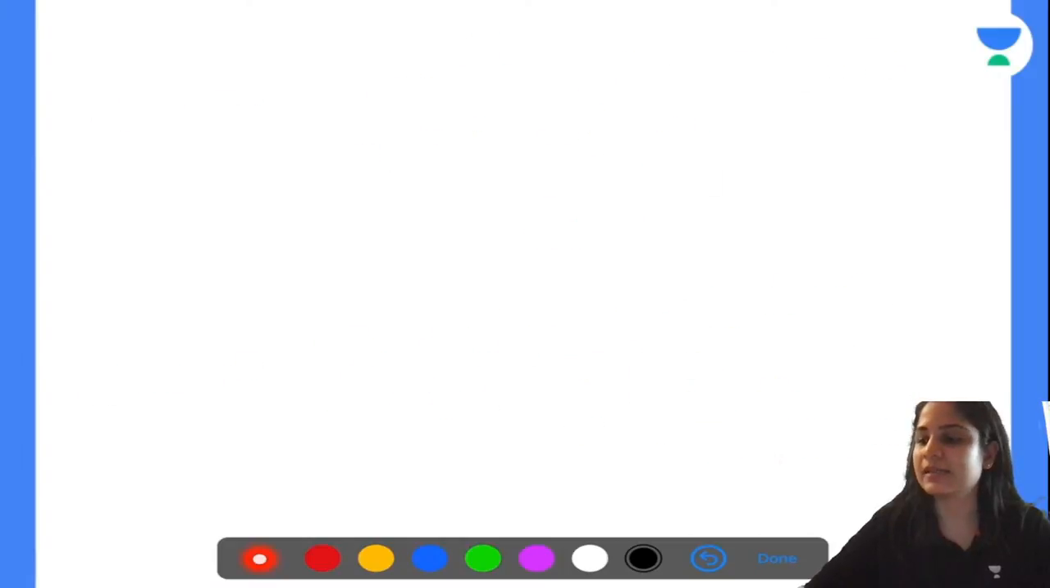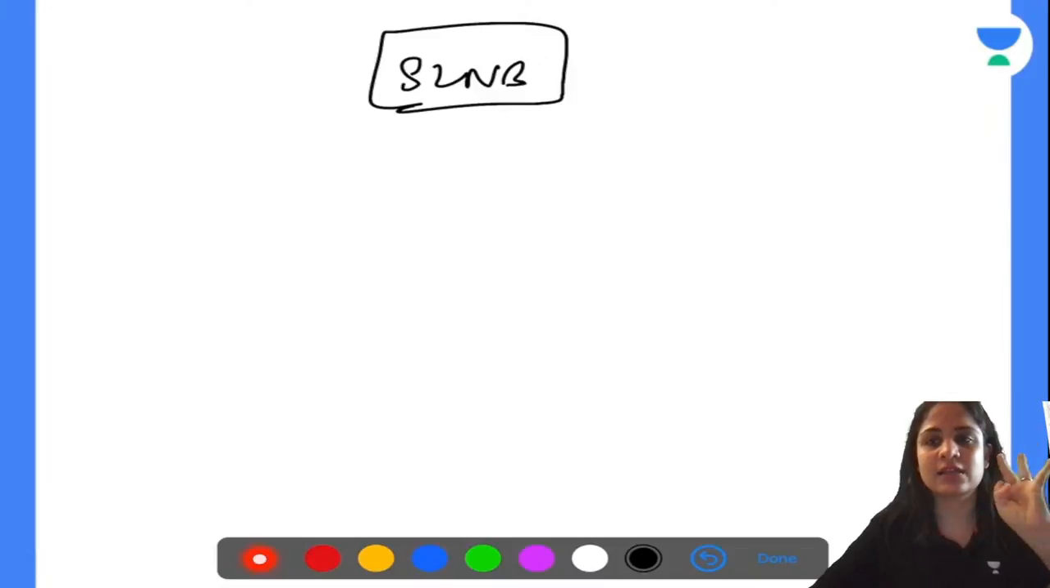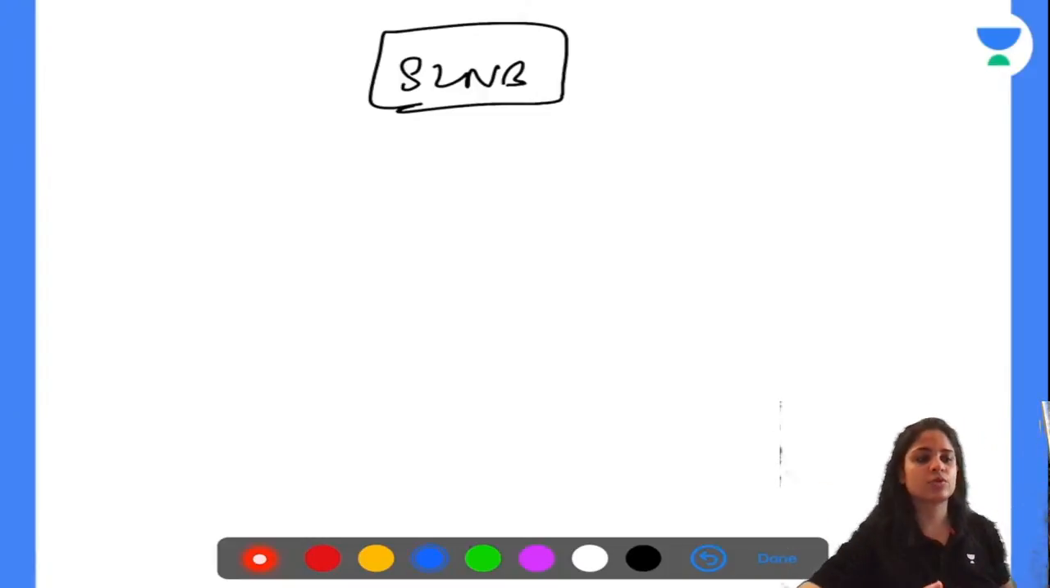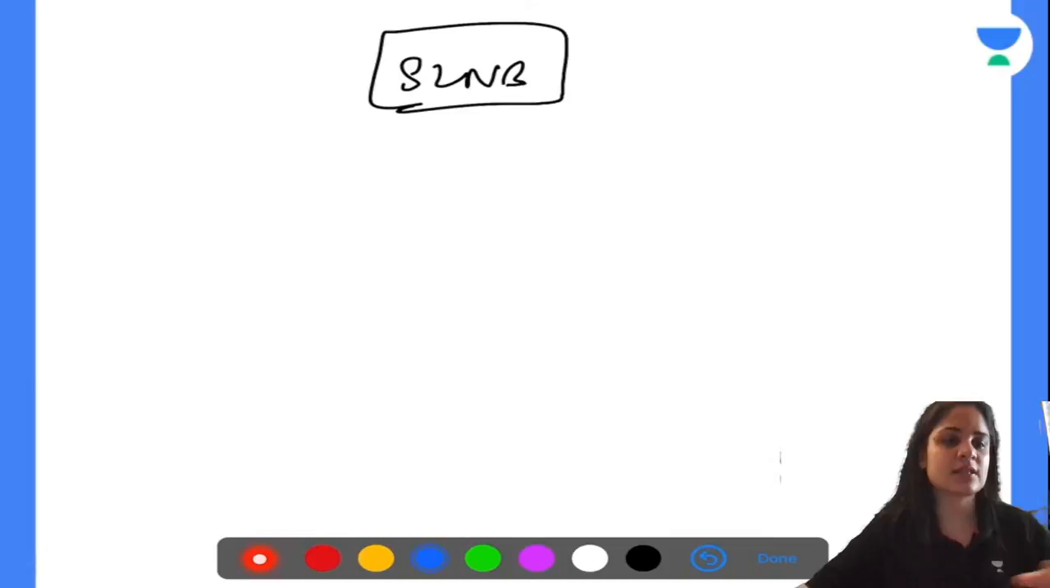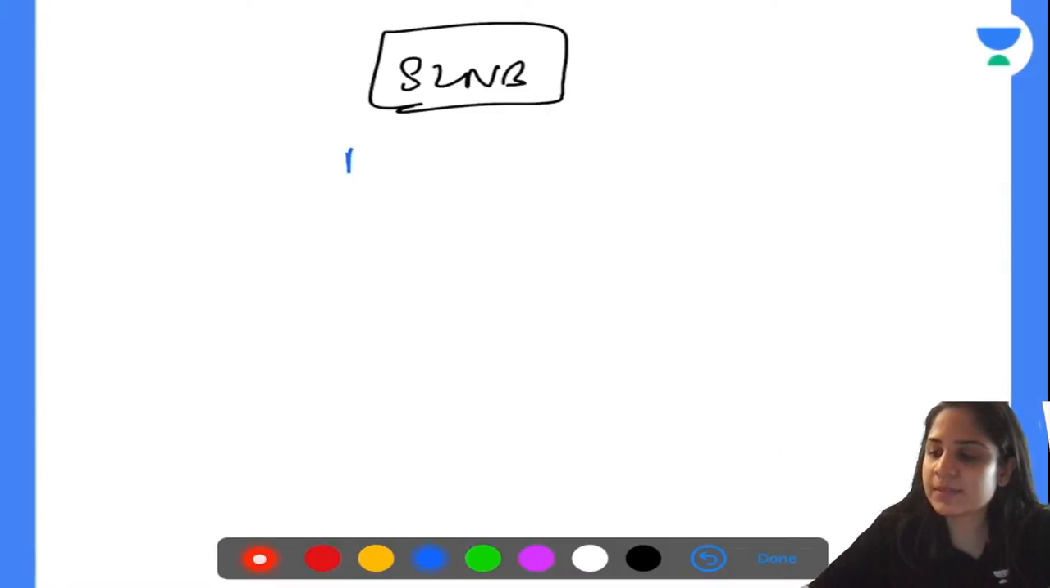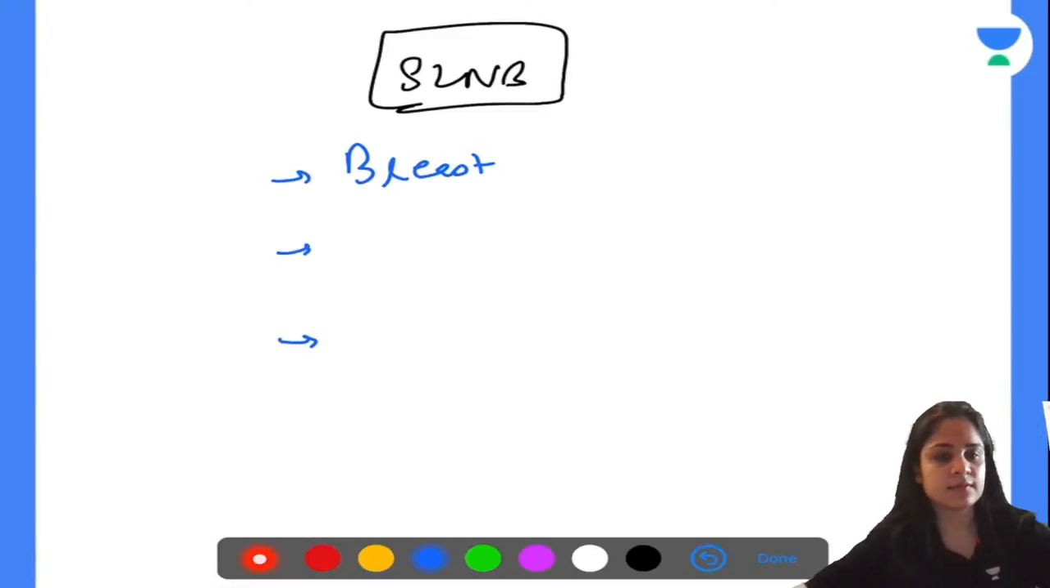Since we are talking about sentinel lymph node biopsy, can you tell me in which three cancers we do sentinel lymph node biopsy? This has previously come in your exam, and they will ask you, in all of these cancers sentinel lymph node biopsy is done except, and that will be the fourth option. So without giving all options, I want you to tell me in which cancers it is done. Obviously, breast is one. Ye maine BCT se hi tumko bata diya. Aur do kaun se cancer hai?